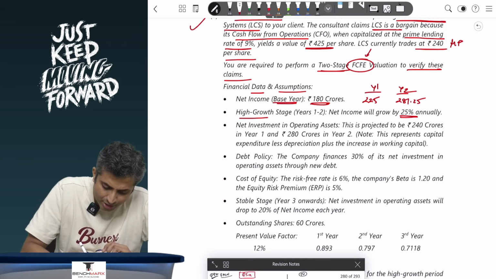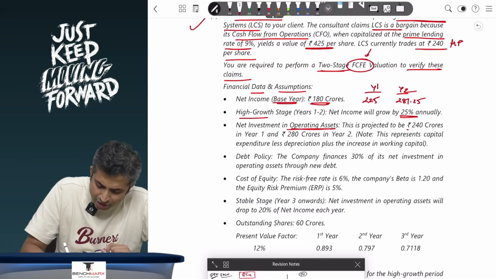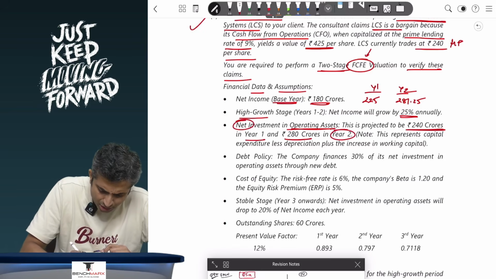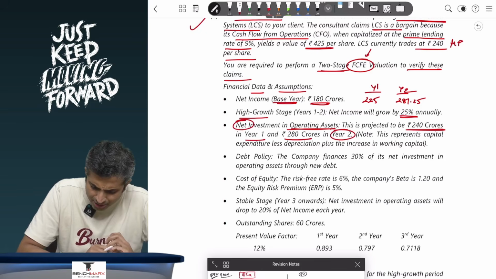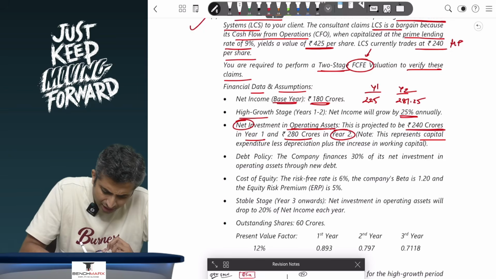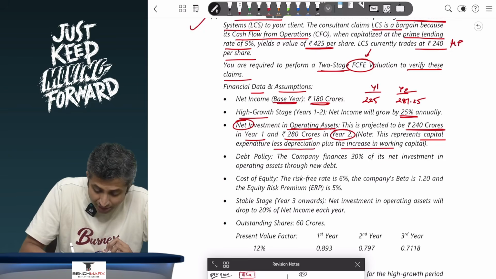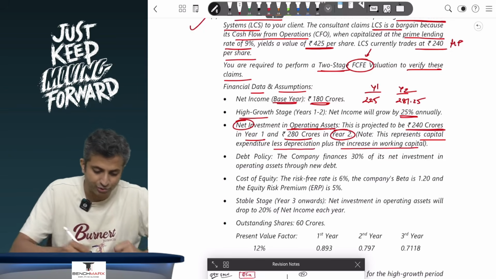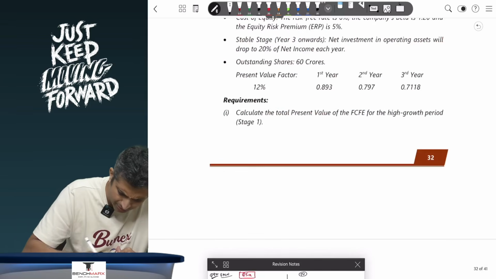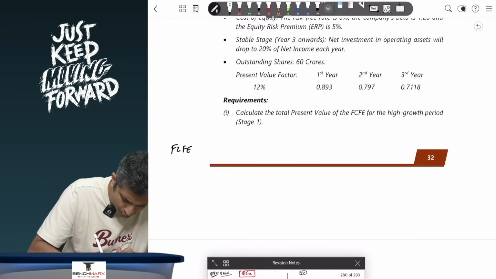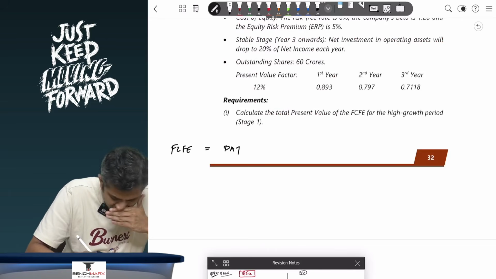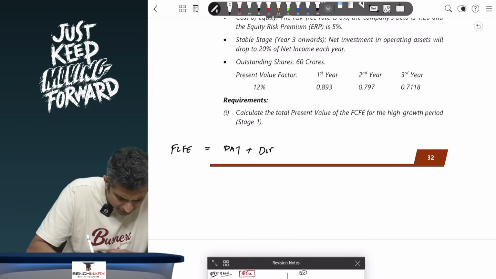The net investment in operating assets is projected to be around 240 crores in year 1. This is the net investment, and 280 crores in year 2. Okay, so this is your net investment. Note this represents capex less depreciation plus increase in working capital. That is brilliant. When I look at the free cash flow to equity, what do I need to do? When I look at FCFE, I will usually start with the PAT. This is after interest, plus add back depreciation. Minus, I will, let's say, subtract capex or increase in fixed, and minus increase in working capital.